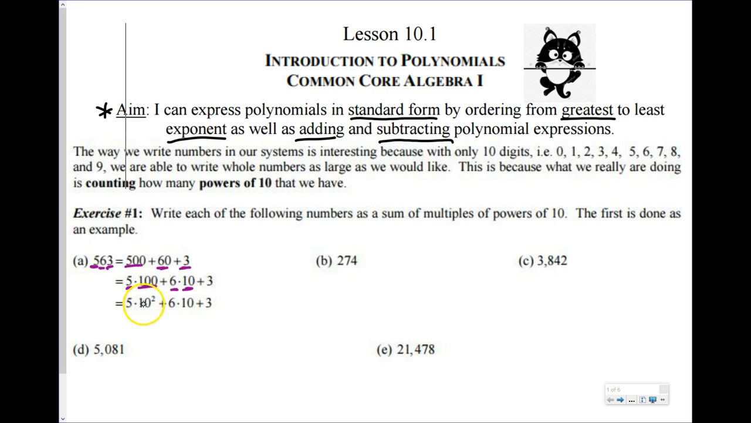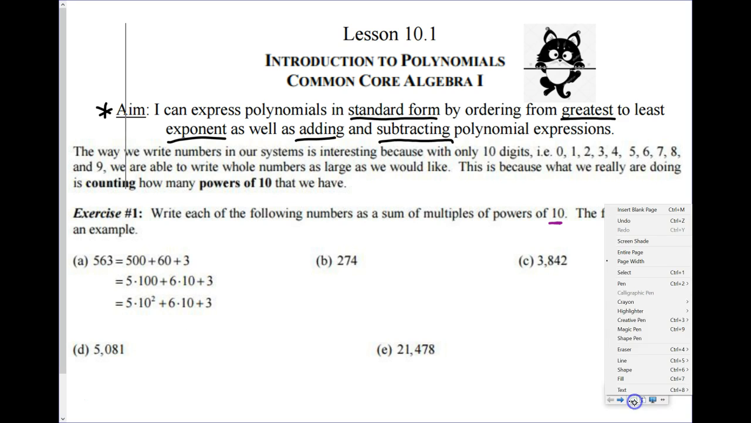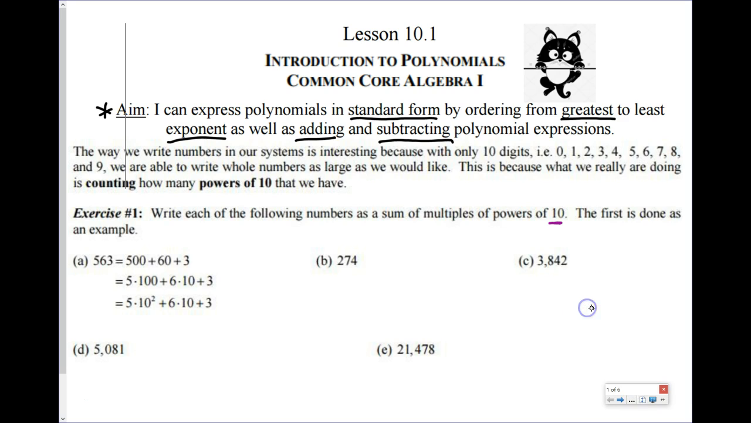Then they're going to take this 100 and convert it into this 10 squared. Because we want to think about things as powers of 10, right? So 500 is really 5 times 10 squared, and then 60 is really 6 times 10, and there's like an invisible 1 here, right? So let's practice rewriting numbers to powers of 10 to get this idea of number sense. So I'm going to do a couple and show you, and then you're going to try the rest, okay? So let's do B.